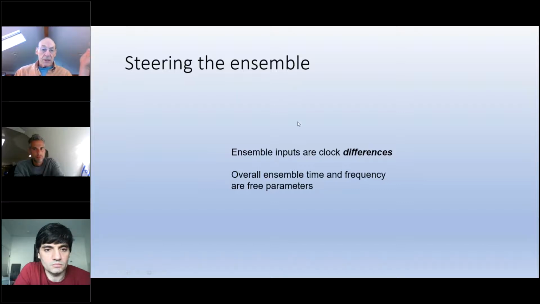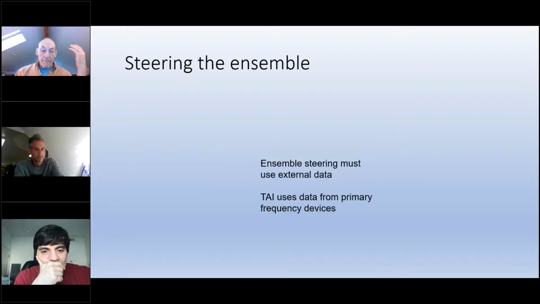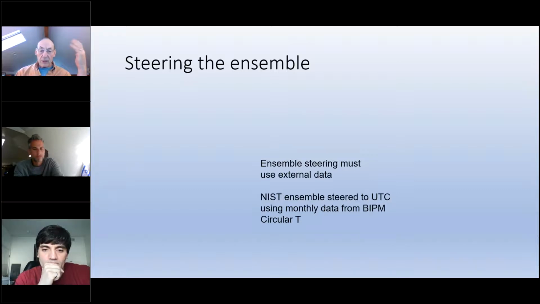So this is just another comment. The ensemble inputs are clock differences. The overall ensemble means that you can steer the time and frequency to an external reference to produce UTC or to produce some other reference time that you want to realize. So you have to get external data. For example, International Atomic Time does that as well, and so does NIST.